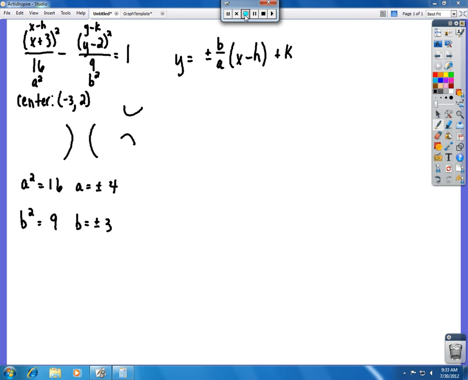We're just going to plug in the values we know, which we know what h and k are, we know what b and a are, so y is going to be plus and minus. So b was 3, a was 4, and then we have x, and then minus h, so that's going to be minus a negative 3, so plus 3. You can really just pull off what's written there. And then plus k, so k was 2.